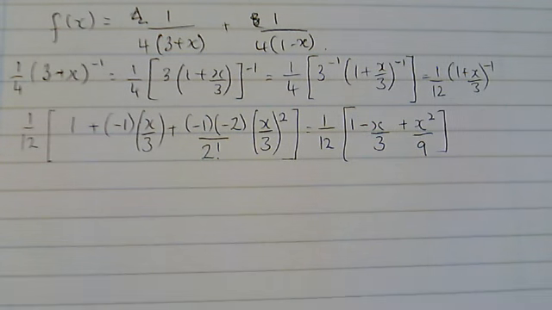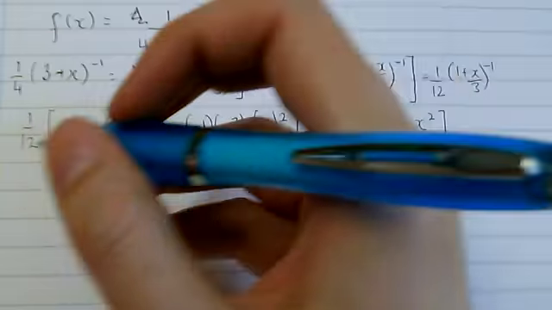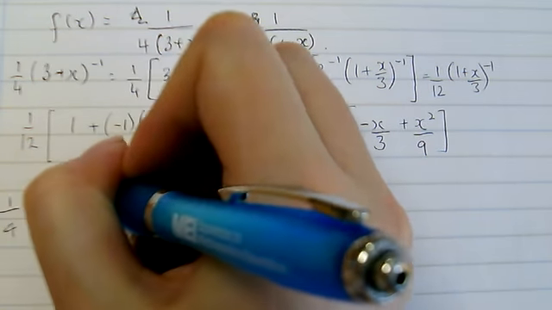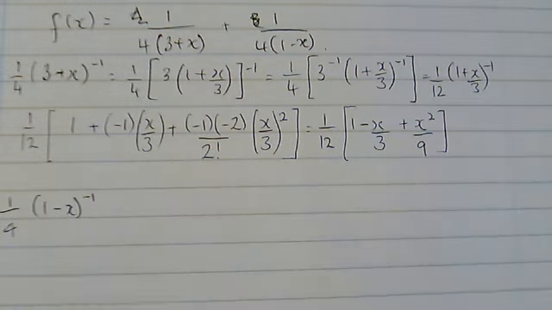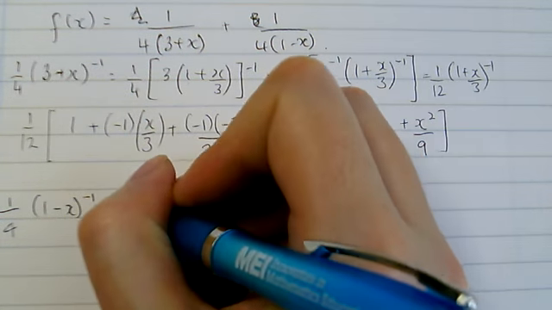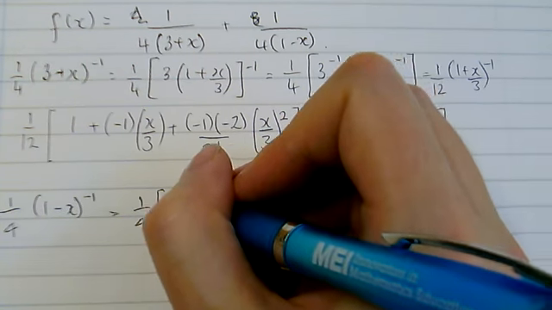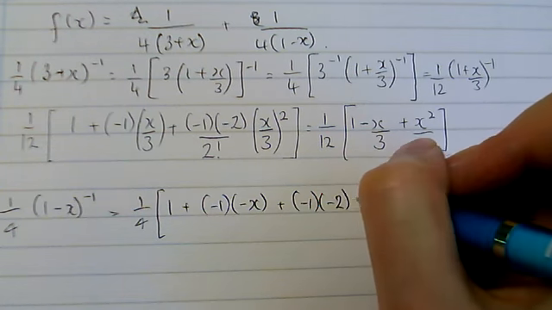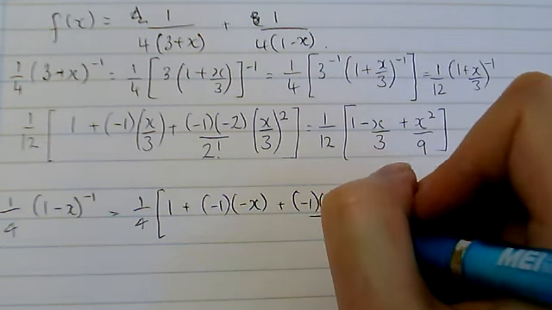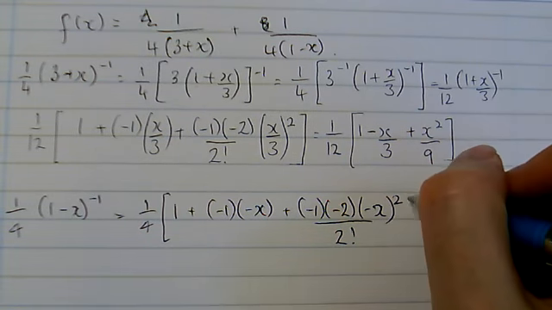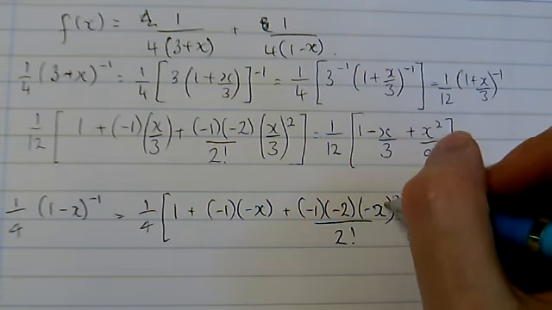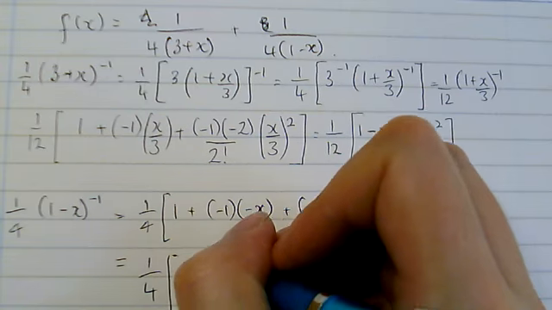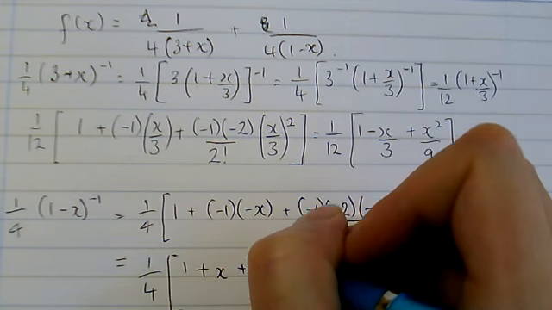Okay, let's do the other one then. So that was this first bit. Let's do the second bit. So I'm going to have a quarter of 1 minus x to the minus 1. In this case, there's just a 1 out front, so that's nice and easy. So that's going to be a quarter of 1 plus n times x plus n minus 1 x squared over 2 factorial. So again, more tidying up, make sure you square this minus here, otherwise you're going to have some problems. So that's quarter lots of 1 plus x squared.